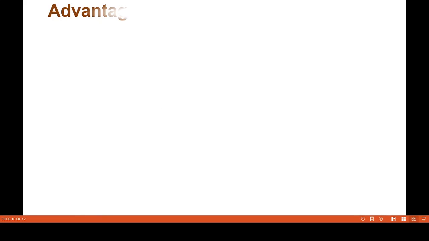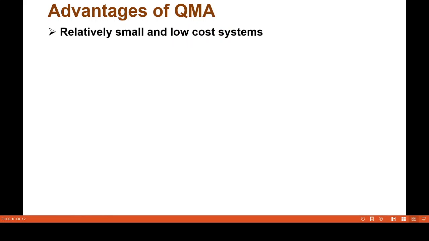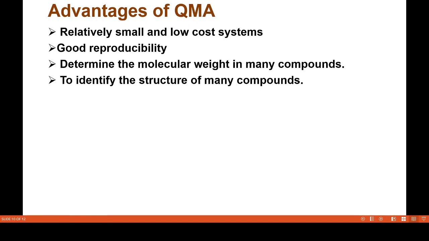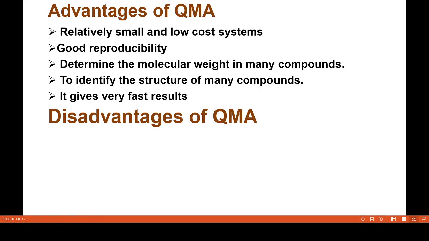Then we see the advantages of this quadrupole mass analyzer. The first advantage is that it is relatively small and a low cost system. It has good reproducibility. It determines the molecular weight of many compounds. It also identifies the structure of many compounds. It gives very fast results. These are the advantages of the quadrupole mass analyzer.